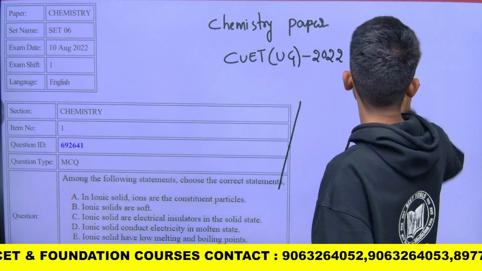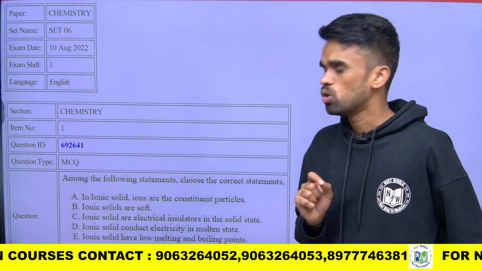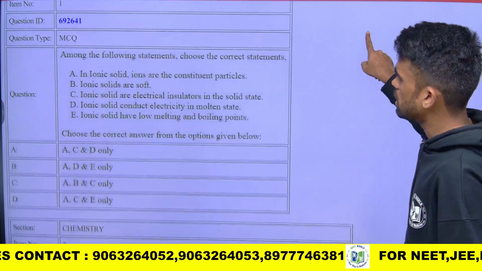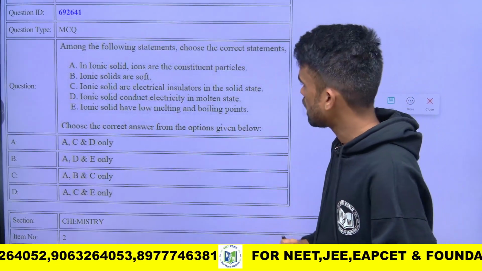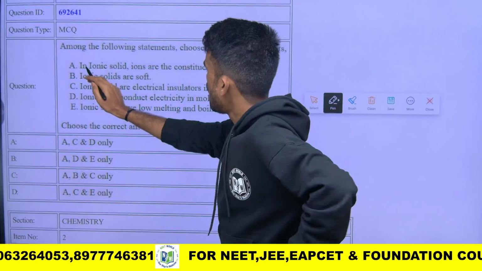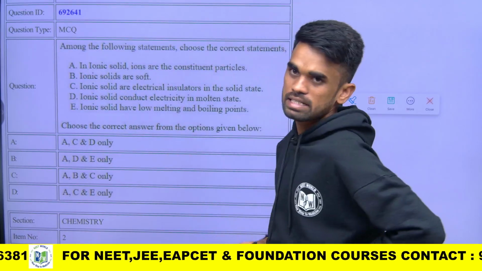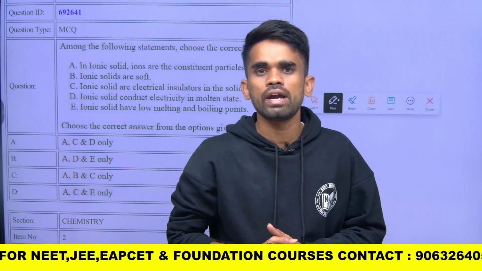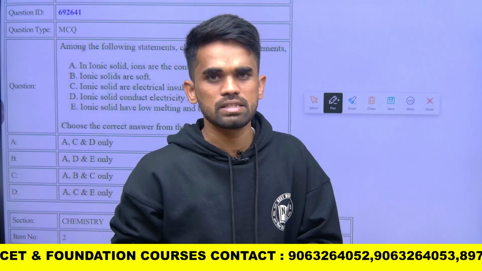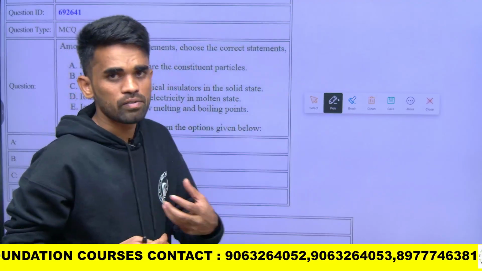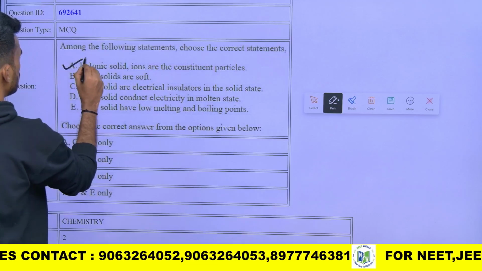The first question given in this question paper is, among the following statements choose the correct statement. They have mentioned a few statements and we need to pick the correct one out of it. So this is something like a multi-selective question. See, first option you can check once. In an ionic solid, ions are the constituent particles. Yes, now for example if we say sodium chloride salt, it's a crystal, right? So if we take the solid form of NaCl, what is it made up of? It is made up of Na+ and Cl- ions. Yes, first statement is correct. So I am taking the first one.